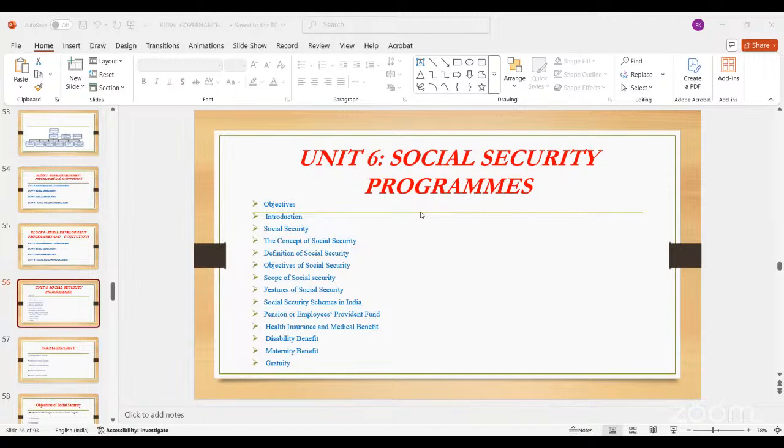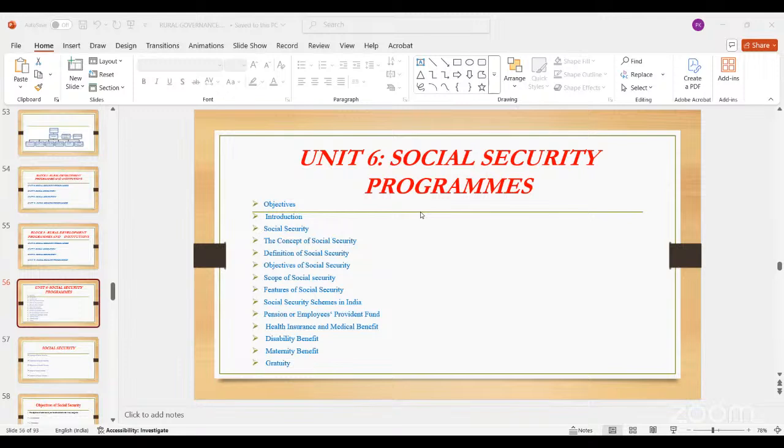So according to the International Labour Organization, social security is a program of protection which is provided by society against those contingencies against which the individual of small means cannot provide by their own ability and foresight. So this is a very standard definition of social security by the International Labour Organization.